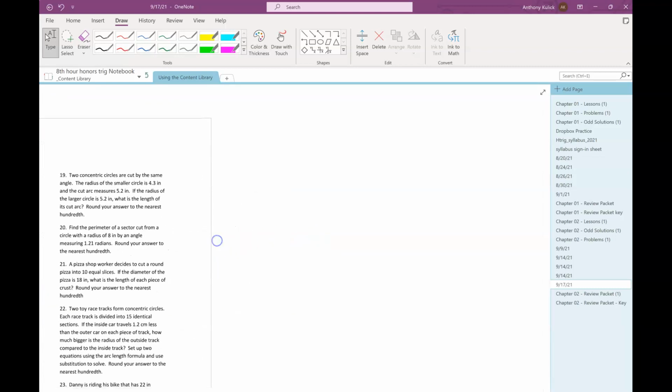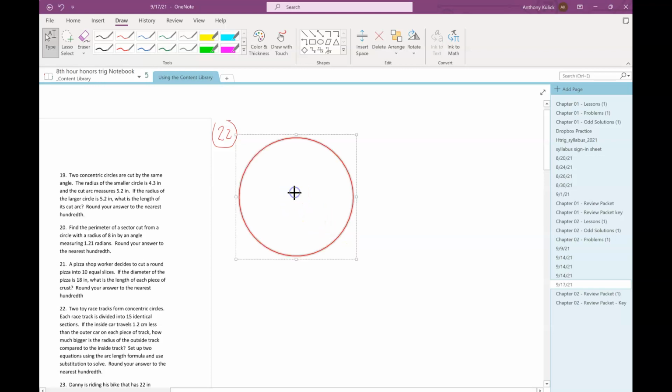So 22 is probably the trickiest one here algebraically. It reads that two toy racetracks form concentric circles. So I'm going to start by just drawing myself a picture. When we say concentric circles, we mean that one circle is inside of the other. So something like this. It says each racetrack is divided into 15 identical sections.